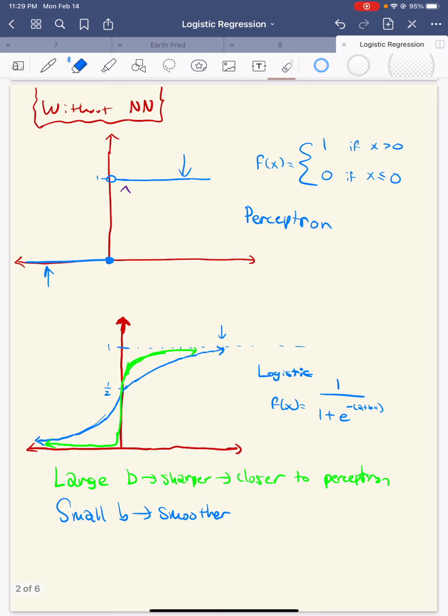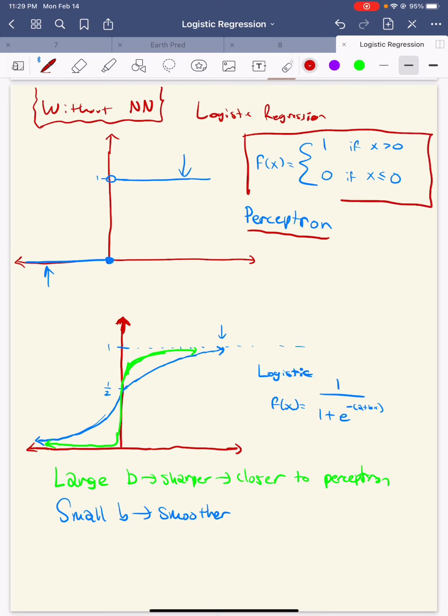Hi guys, so in this video we're going to talk about logistic regression. In this video we'll talk about its classical formulation, which is without a neural network. And then I'll talk about in the second video how it fits into neural networks. So remember from last time that we had a simple neural network called a perceptron, and its activation function looked like this.